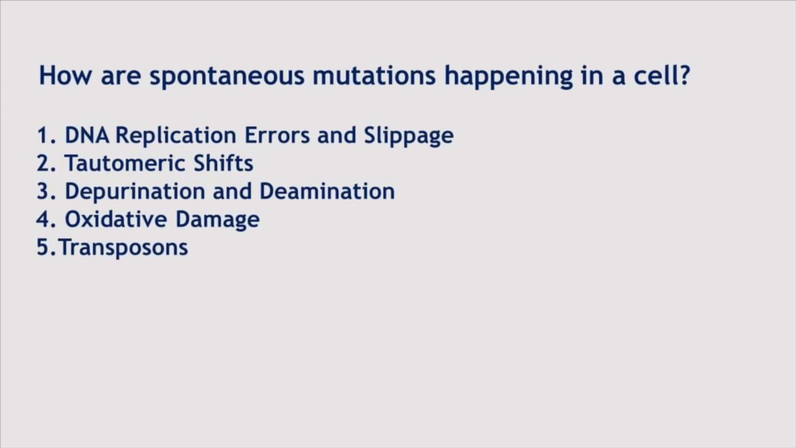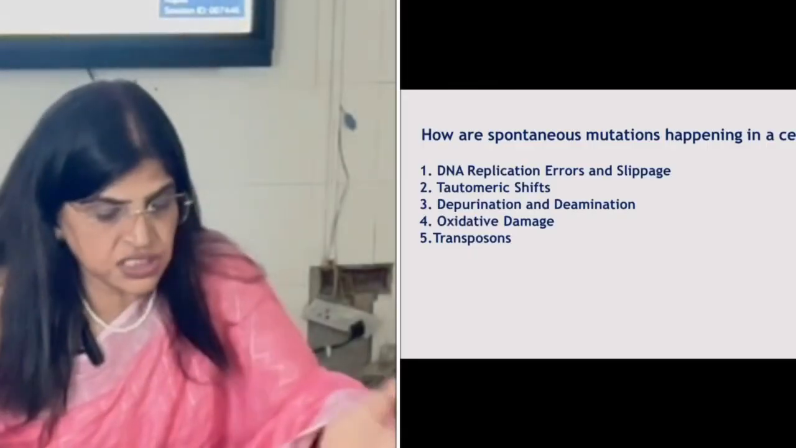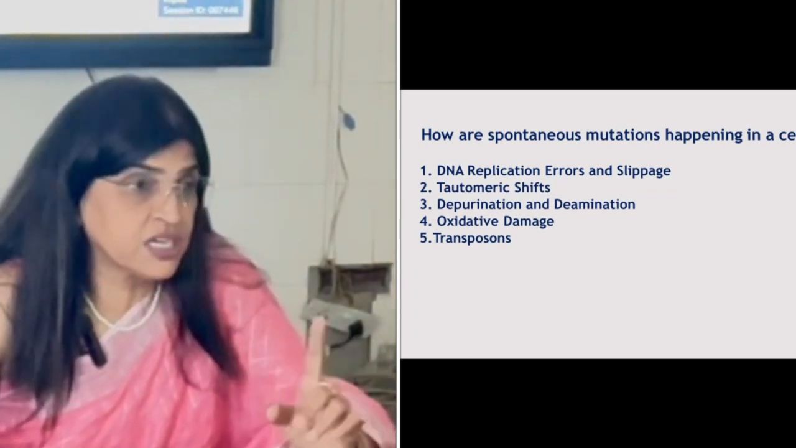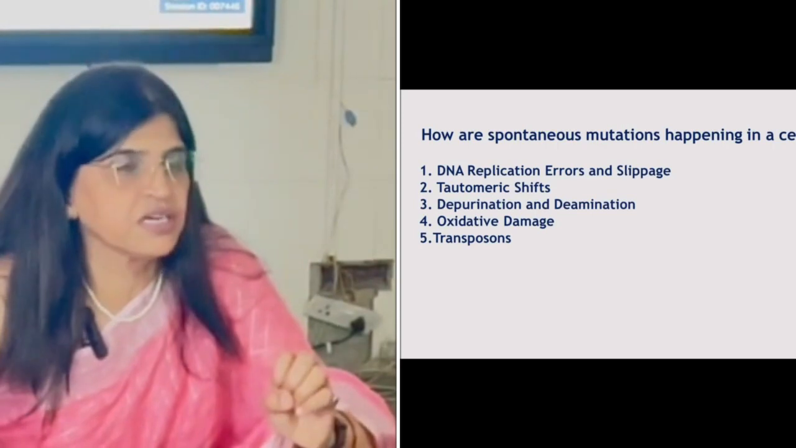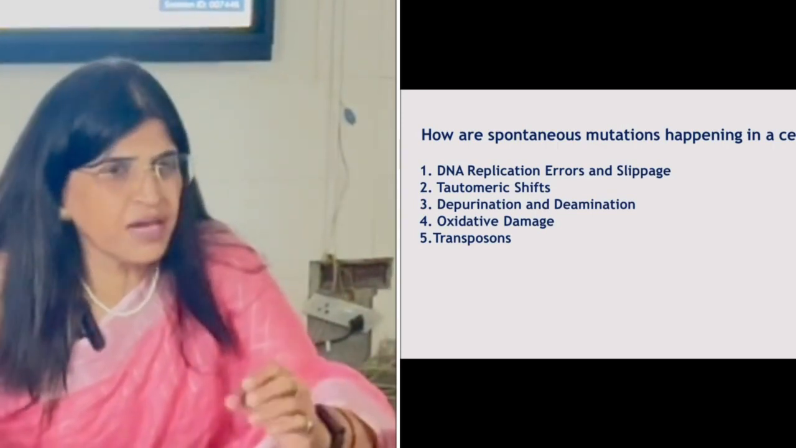By naming these processes, I'm just telling you that I'll be talking about 5 processes. One is DNA replication and slippage. Then tautomerism, which you must be studying a lot in organic chemistry. Then deamination, depurination, oxidative damage and transposons. Transposons are written in your syllabus and it is important to study them.